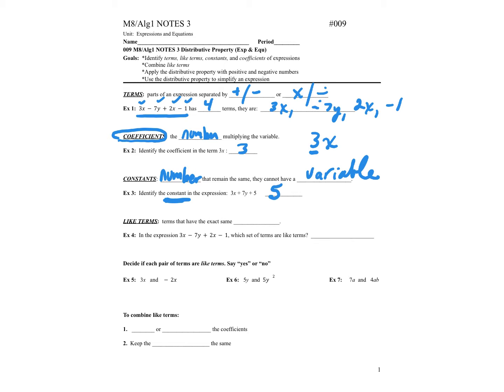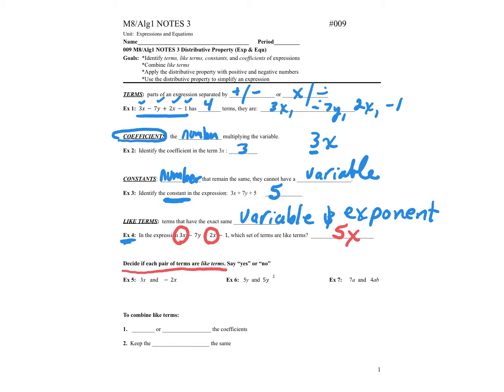Like terms: terms that have the same exact variable and exponent. So if I ask you to combine like terms, you're going to take terms with the same variable, and this is 3x to the first power and 2x to the first power. And so that will give us 5x.